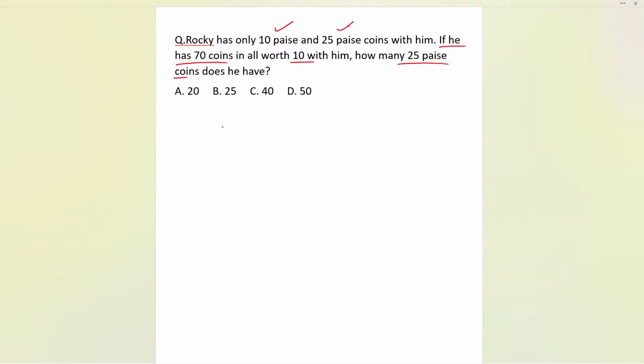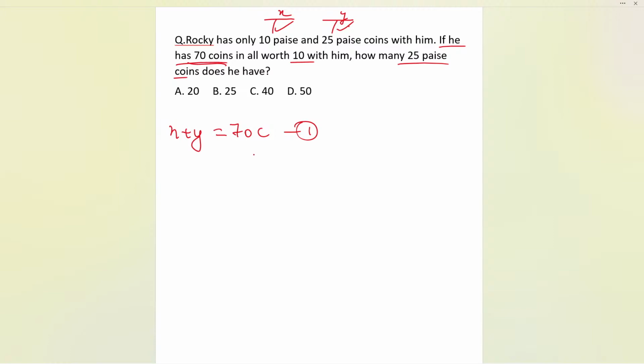Now, if I say over here, total coins are how many? Total 70 coins are there. Do we know exactly how many 10 paise coins and how many 25 paise coins? No, we don't know. So can I take them as x and y? Yes. So x plus y equals to what? 70. Fine. This is the first equation we have got over here. Secondly, great that you also answered.